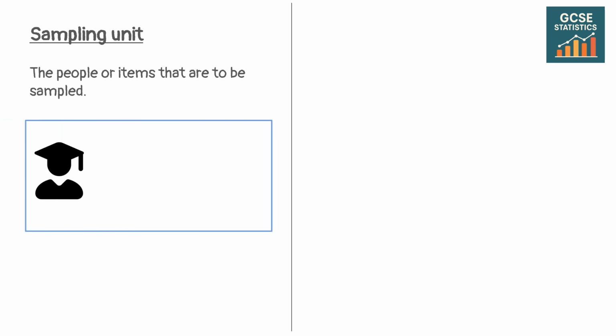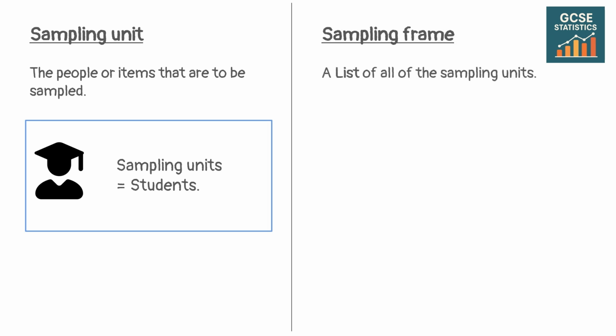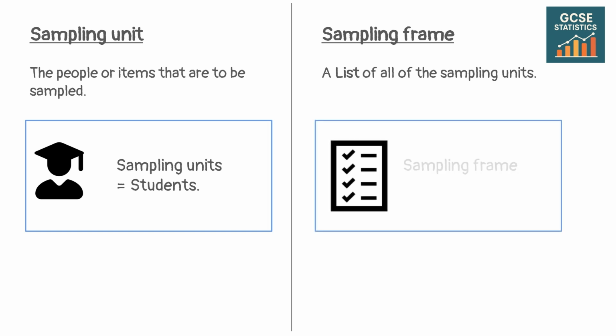A sampling unit can be defined as follows: the people or items that are to be sampled. So if we use our example of the school, the students are the sampling units of this investigation. A sampling frame is a list of all the sampling units. I do need to make a clear clarification here. The sampling frame is a list. This is a key point. It also represents all the possible sampling units, not just the ones chosen. So actually, a register, which is a list of all the students, would be a sampling frame.